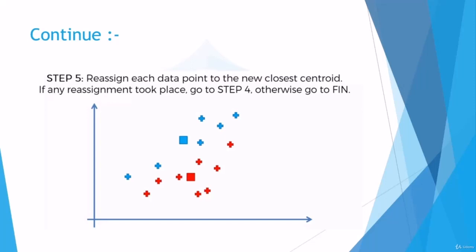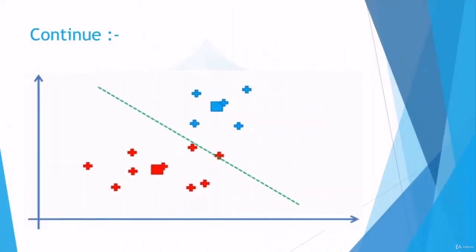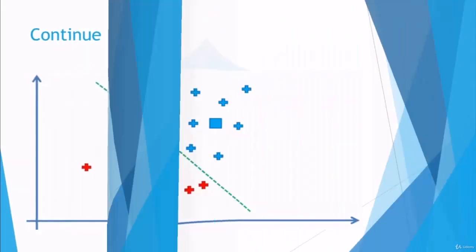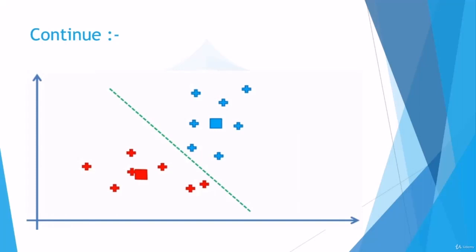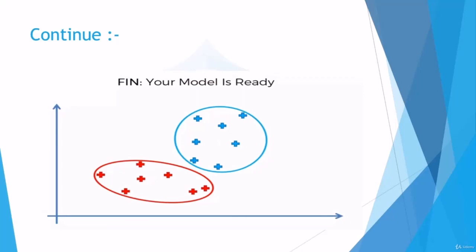So now after this we have to again reassign our points. We apply the same method, which is the perpendicular line. This will continue till we get the exact position of our centroid. So we are continuing this step. Now we get the exact position of our centroid, so we finish our model. This is our final model with 2 clusters. So this is all about the k-means algorithm and its mechanism.